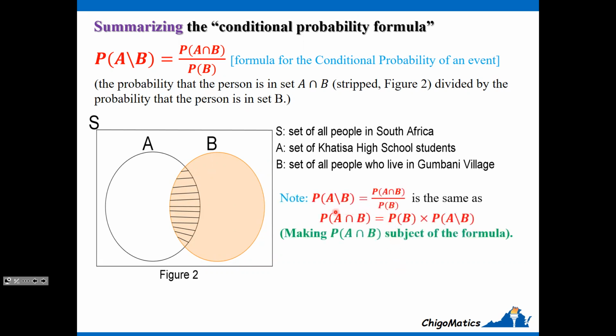We know that the formula is an equation. We can play around with the variables there. So if I make the probability of A intersection B the subject of the formula, I simply multiply both sides by the probability of B, and the result is this. So you can play around with the formula the way it is necessary.